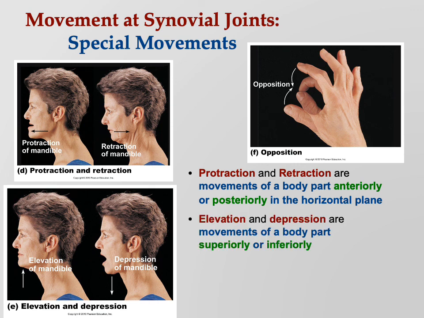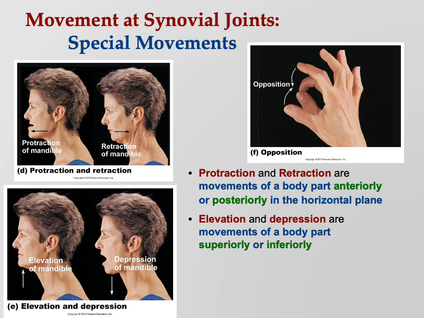And then also notice elevation and depression. So you can elevate your mandible. That's what you do when you close your mouth. Depression of the mandible is when you open your mouth. So notice when you chew, you're alternately elevating and depressing your mandible. Another common body part you can do that with is your shoulder, basically your scapula. You elevate or depress. So when you shrug your shoulders, you're elevating your scapula.